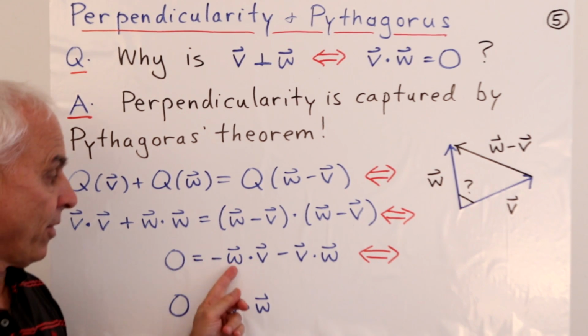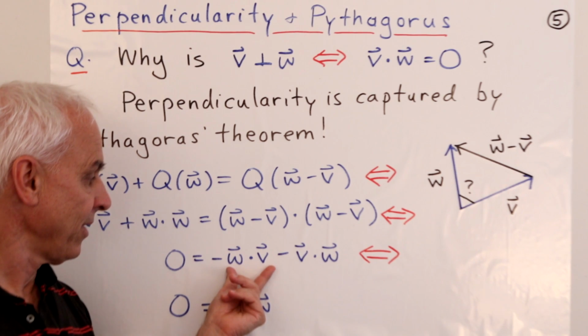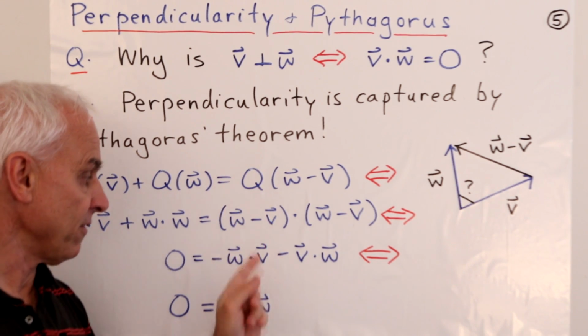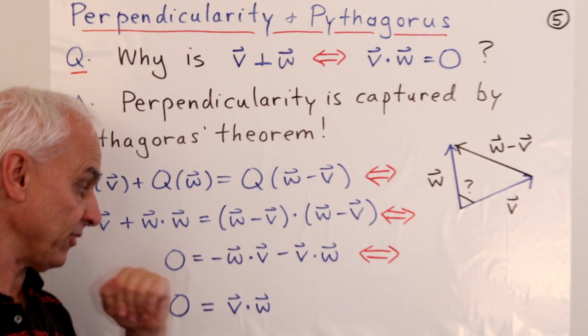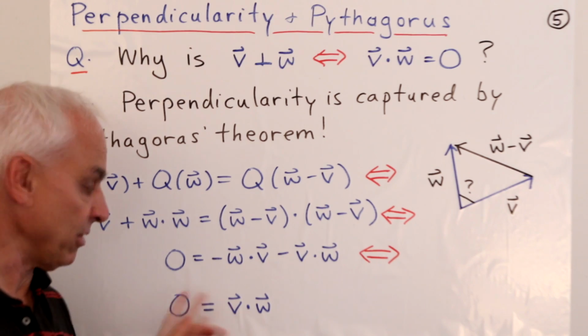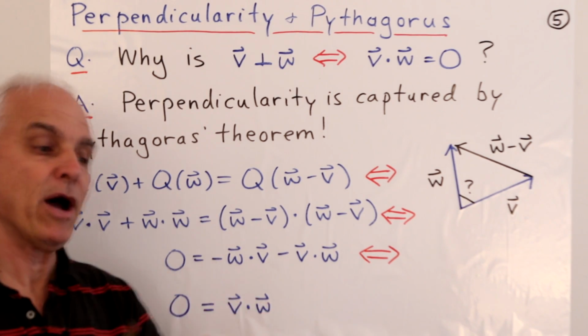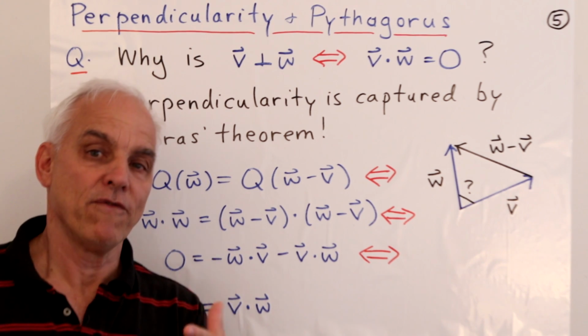Now, by the symmetry property, these two are equal. So this is the same as minus 2 times v dot w. And if minus 2 times v dot w equals 0, that means that v dot w equals 0. So these statements are all equivalent just by using the linear properties and the symmetric properties of the dot product.